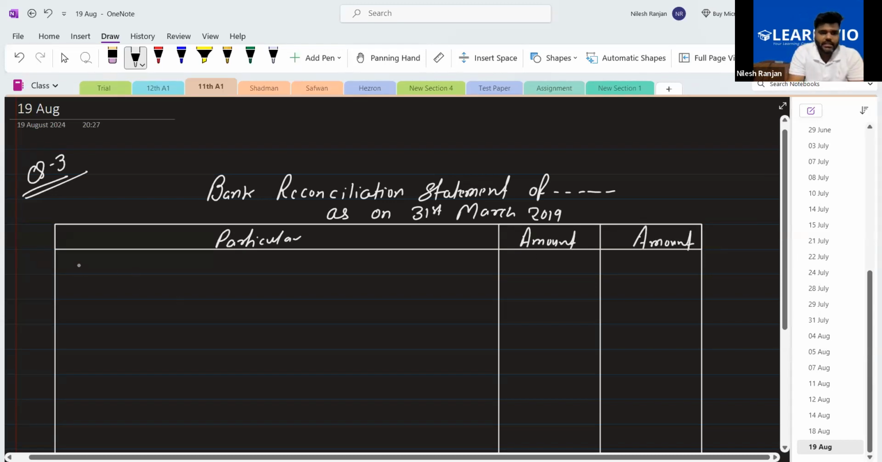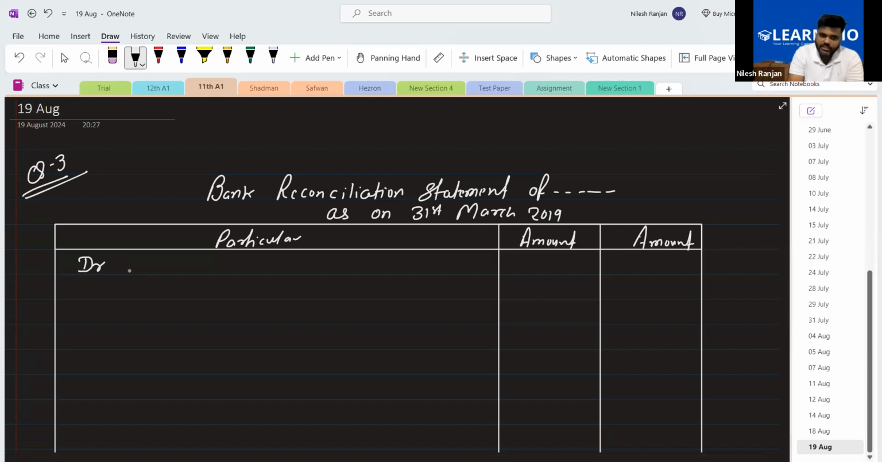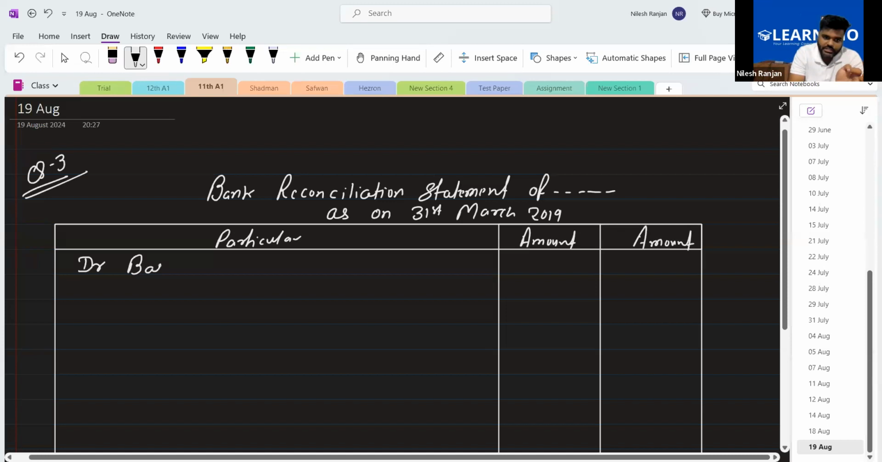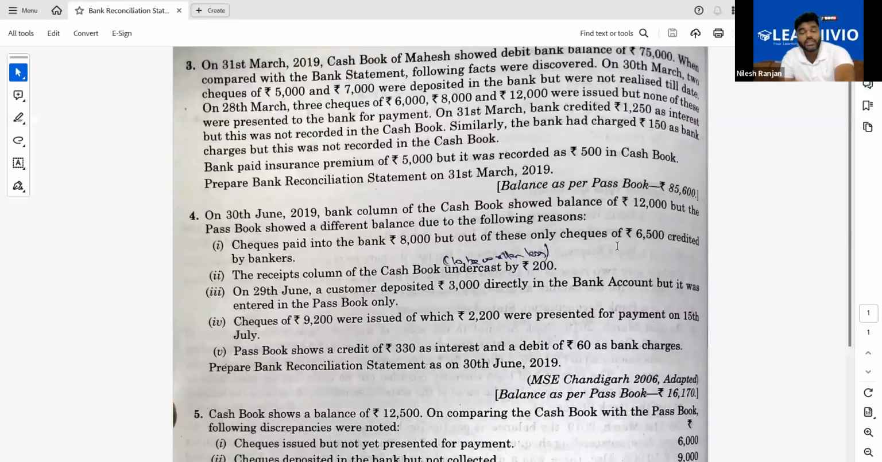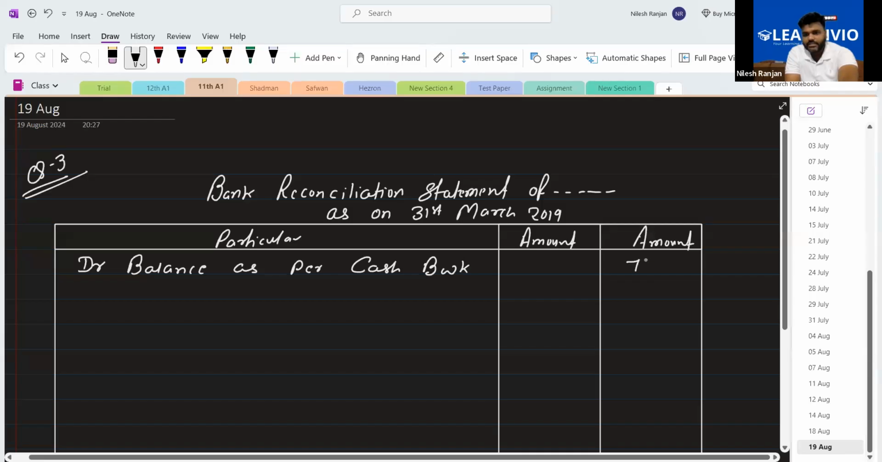Now, the first thing is the debit or credit balance as per cash book or passbook, which will be given in the portion. So you have to start with this balance. In this portion, it is the debit balance as per cash book. Now it is a positive balance, so there is no issue in solving this type of portion. There will be some confusion while solving a negative balance of cash book or passbook. So 75,000, this is a positive balance. There is no problem. Now we have to add something here.